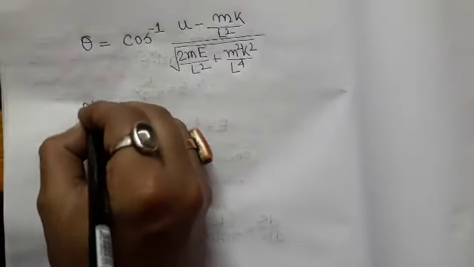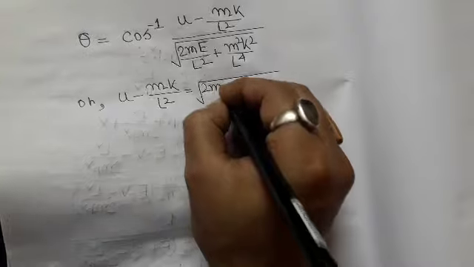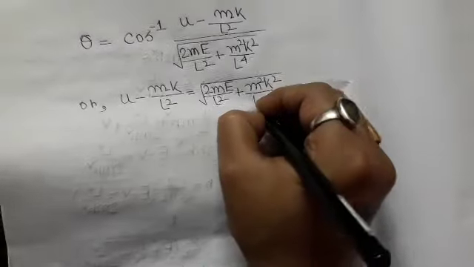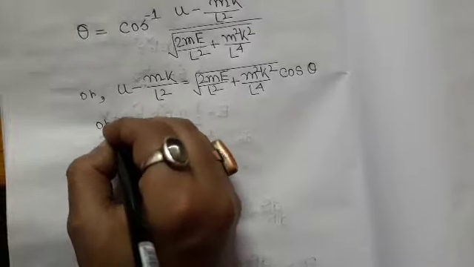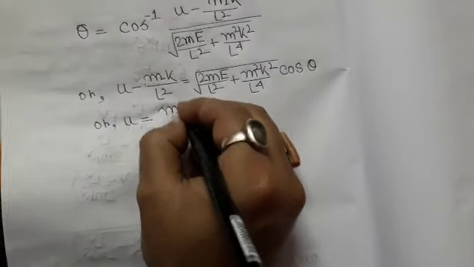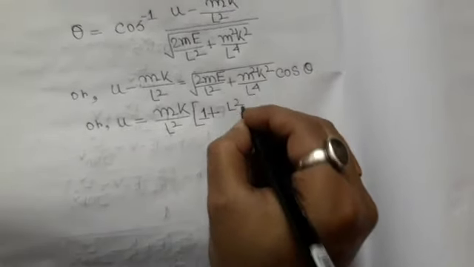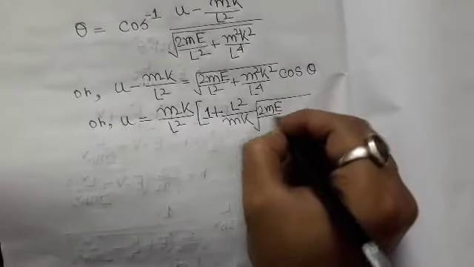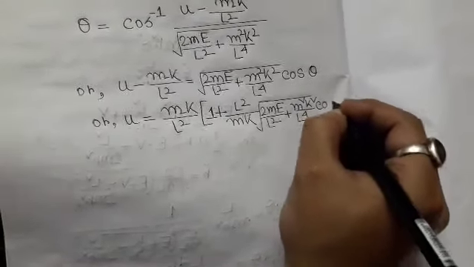Now if we simplify it, then we can simply write u minus mk by L square is equal to square root of 2me by L square plus m square k square by L to the power 4 into cos theta. Okay. Now again rearranging, we can write u equals, we take mk by L square common, so what we get? 1 plus L square by mk into root over 2me by L square plus m square k square by L to the power 4 cos theta.